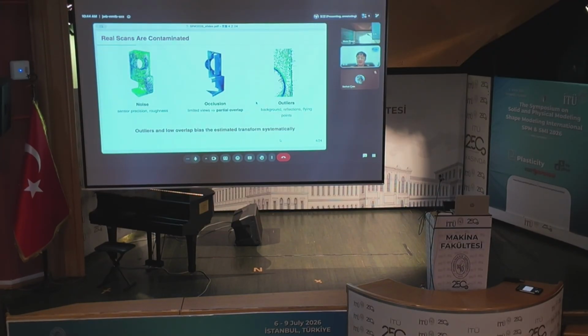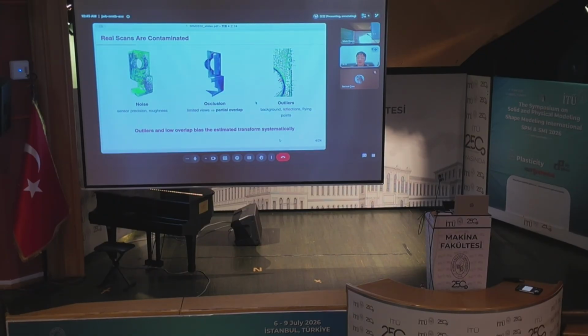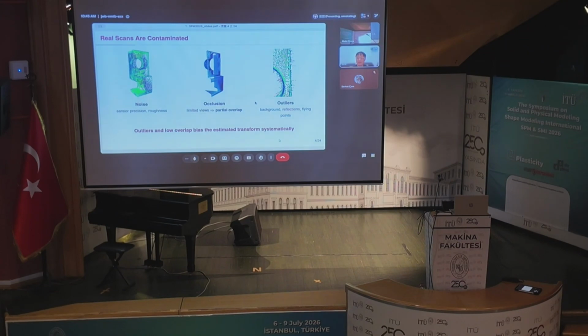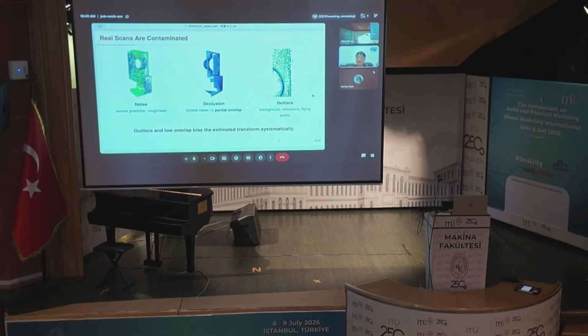If the data is clean, the problem is easy. But real scan data is not clean. It has problems. Problem 1 is noise. Every point moves a little bit from the original surface. Problem 2 is partiality. The scanner cannot see the full surface, so some parts are missing, and the overlap is not perfect. Problem 3 is outliers. There are wrong points. They come from the background, reflections, and overlap. They can make the whole result wrong.